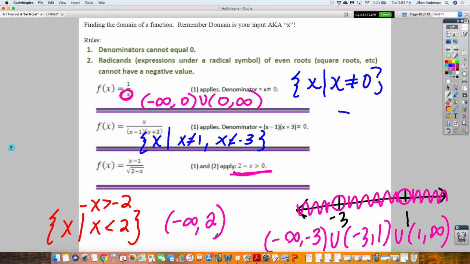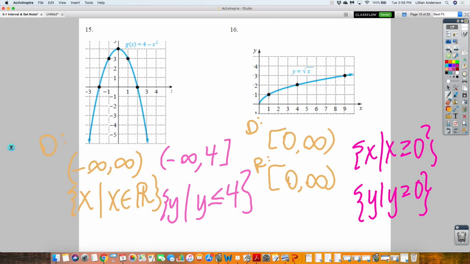If it's not one of those two rules, if you don't have a variable in your denominator and a radical is not involved, it's all real numbers. Every time, all the time. Promise you. If there is no variable in your denominator and there's no radical involved anywhere in the function, then it's all real numbers. Every time. All the time. Okay?